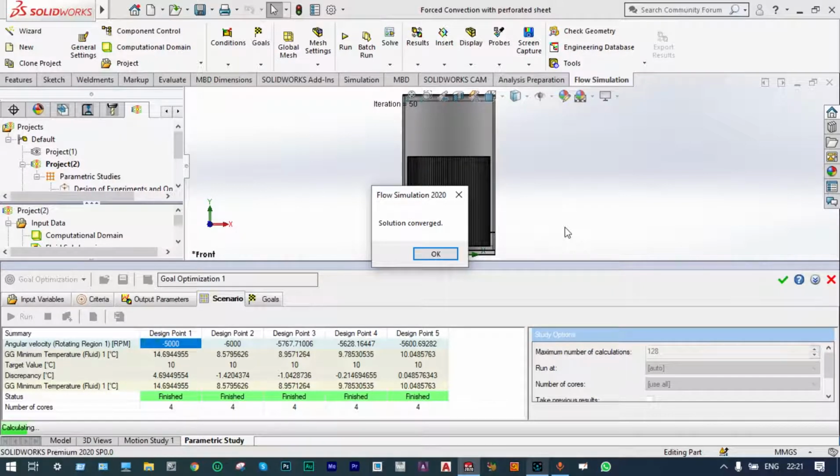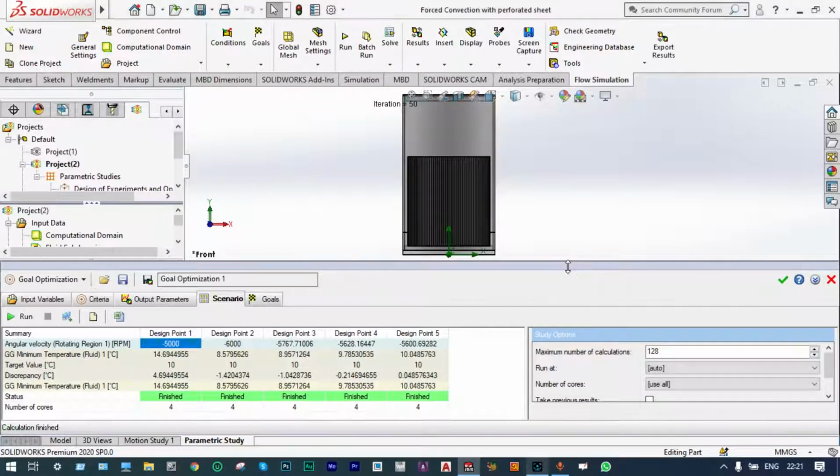In the fifth design point, we got our results with a discrepancy of 0.04. Our target value was 10, and when the angular velocity of the fan is 5600.69, we got the minimum temperature of fluid to be 10.048 degrees centigrade. So this is our result. In this way, we got our optimum value at a specific angular velocity of 5600.69. We got the minimum temperature of fluid to be 10 degrees centigrade.